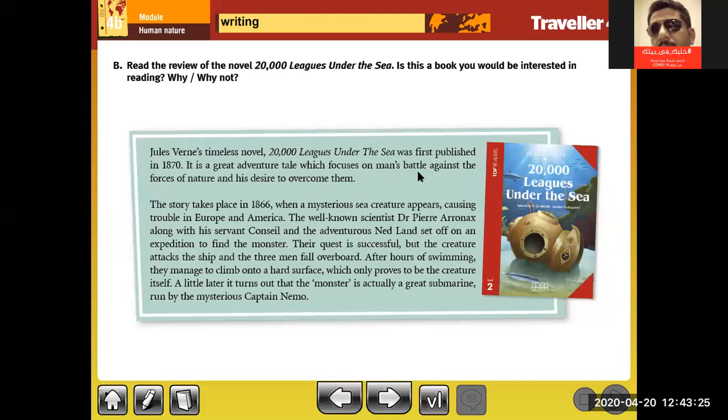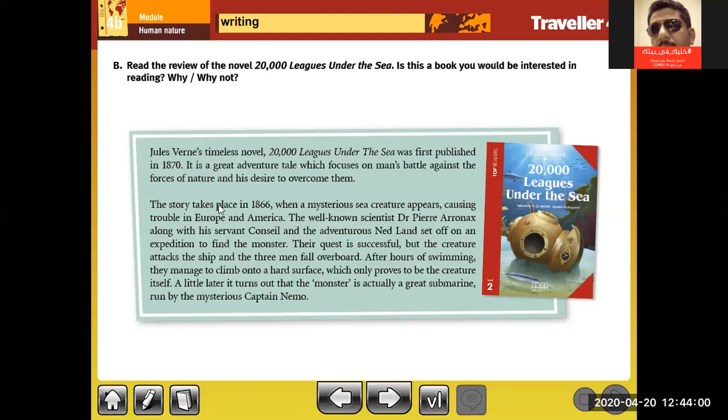Which focuses on man's battle. Battle means fight against the forces of nature. We mean by the forces of nature powers of nature like weather, seas, waves, wind, heat waves, earthquakes, volcanoes, and his desire. Desire means رغبة, to overcome them, how he can fight these natural forces.